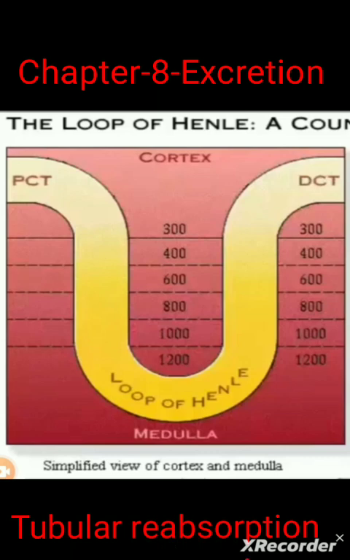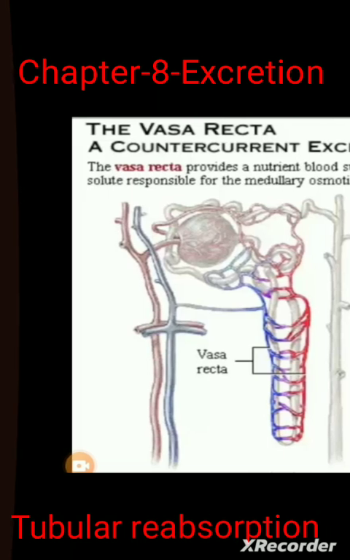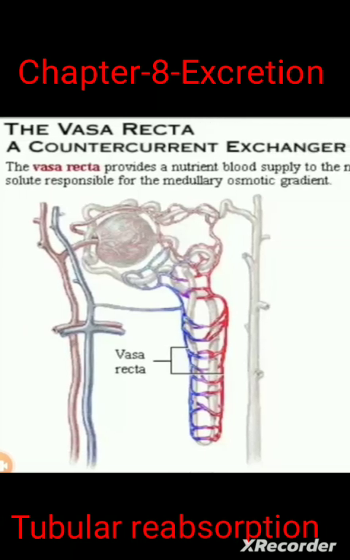So this is what we are going to see here. Complex interplay of the ascending and the descending limbs forms and maintains the interstitial osmolarity gradient in the medulla. So the medullary gradient which is essential for the concentration of urine. So the vasa recta counter current exchange நடக்கும்.